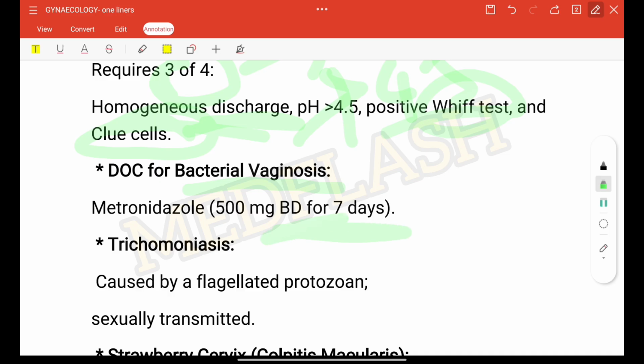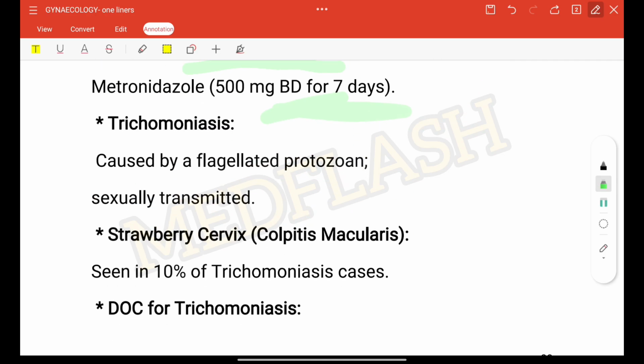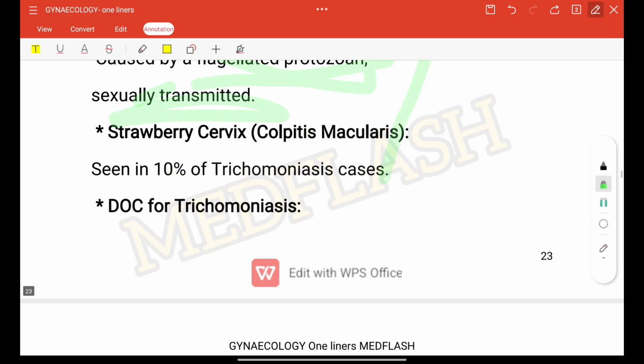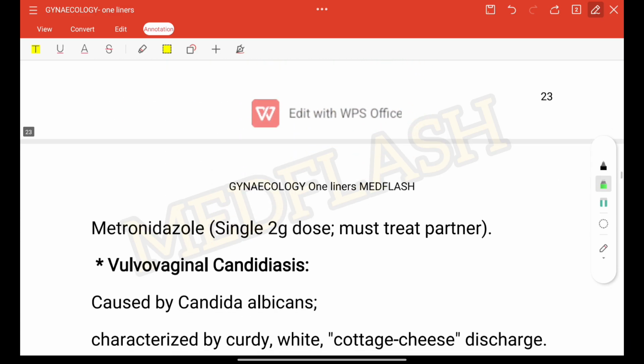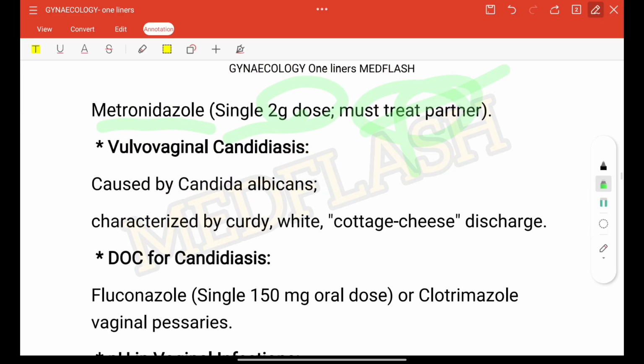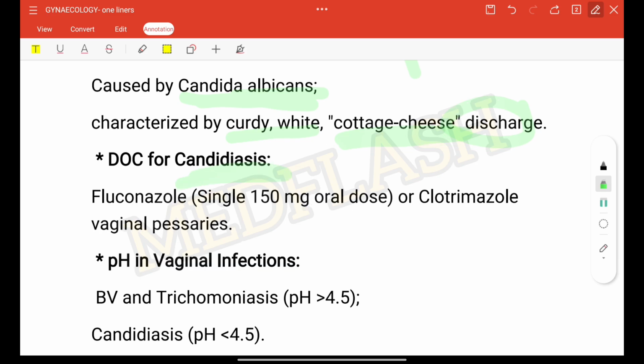Trichomoniasis is caused by a flagellated protozoan, sexually transmitted. Strawberry cervix is seen in 10% of trichomoniasis cases. Drug of choice for trichomoniasis is metronidazole, single 2-gram dose; the partner must be treated also. Vulvovaginal candidiasis is caused by Candida albicans, characterized by curdy white cottage cheese discharge. Drug of choice for candidiasis is fluconazole, single dose 150 mg, or clotrimazole vaginal pessaries.